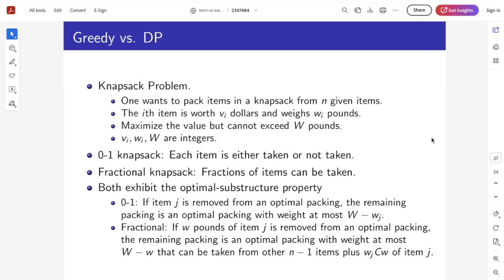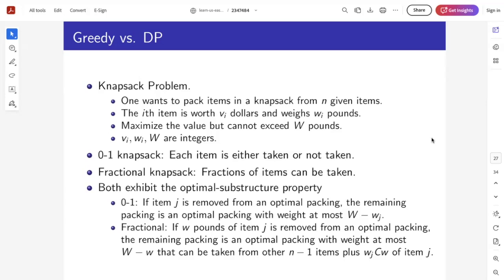Let's continue our discussion. We're going to look at greedy versus dynamic programming. We're going to use a knapsack problem as an example. In the knapsack problem, we want to pack items selected from a given set of items in a knapsack, as many as possible.